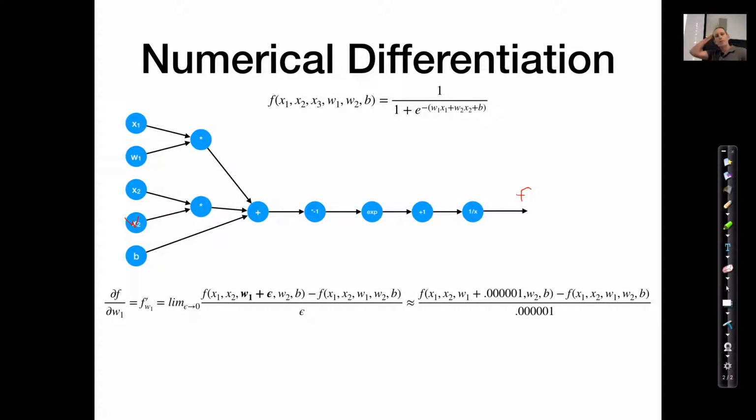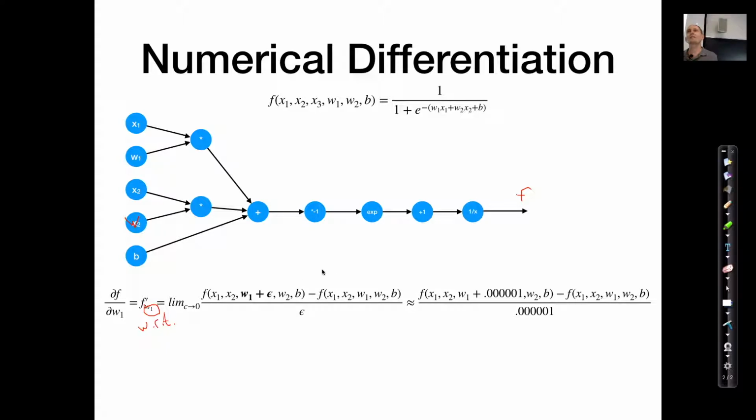So the derivative of f with respect to w1, the partial derivative, I'm going to call that also f prime sub w1. Well, we can just define that as the limit as epsilon approaches 0 of f of x1, x2, w1 plus epsilon, w2 and b, minus f of x1, x2, w1, w2, b, all over epsilon. We agree that's just the definition of the derivative.